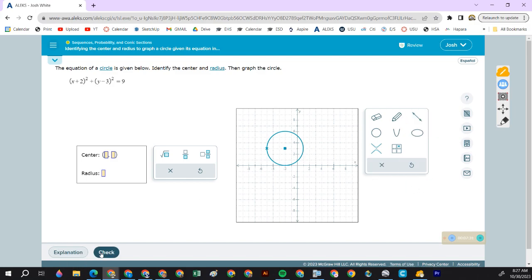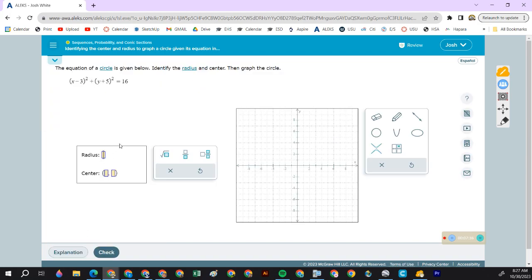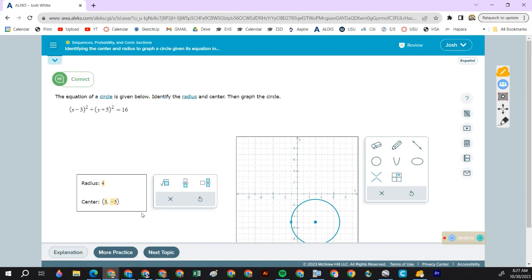All right, let's do another one. Oh, I didn't type in the numbers. Okay. Where is this center? 3, negative 5. So right there. And the radius? 4. So 1, 2, 3, 4. So here, 4 and 3, negative 5. There we go.